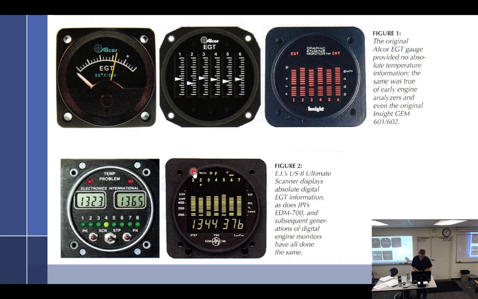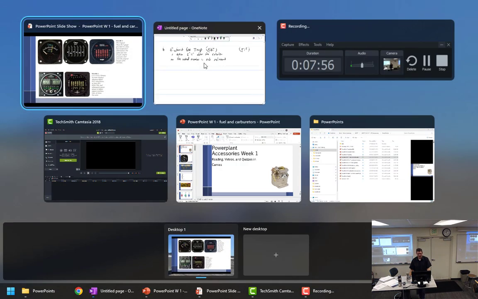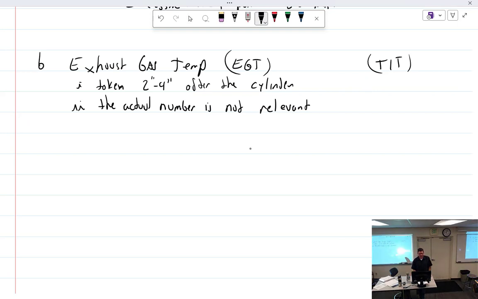So let me see. Just so you know, typically EGT is somewhere between 1200 to 1700 degrees Fahrenheit. And it really depends on where the probe is. The further down the pipe it is, the cooler it's going to be. Closer to the cylinder, the higher it's going to be.